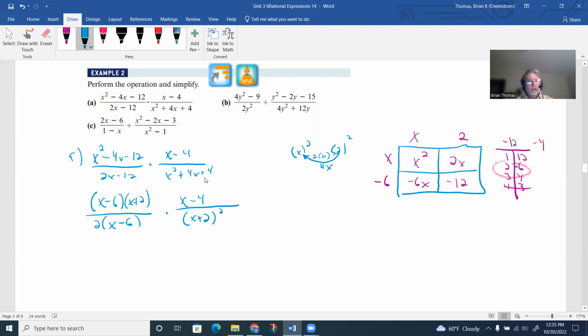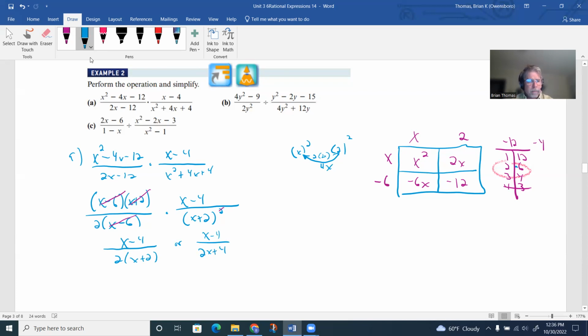Once everything's factored, we're looking to cancel like factors on the top and the bottom. This x minus 6 does divide here. This x plus 2 does divide with one of those x plus 2s. I'm just going to mark out the exponent instead, because we're still left with an x plus 2 there. In the numerator, the x minus 4 is left. In the denominator, we have 2 times x plus 2. That's the factored form. If you expand it out, the numerator can't be expanded, but the denominator can be 2x plus 4. That would be the expanded form.